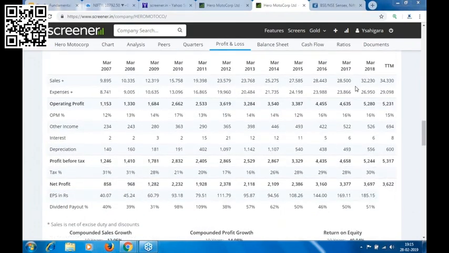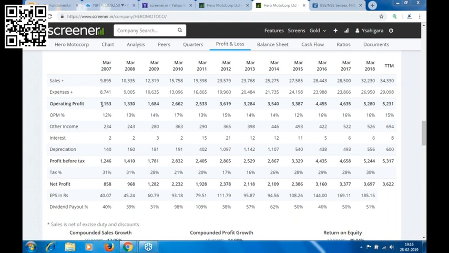Now to see if the company is fundamentally strong or not, the sales of the company should be increasing. There should be a growth in the sales of a company. Now if you see from March 2007 to 2018, if you look at the figures of the sales from 9895, the sales of the company are continuously increasing on a year to year basis, though the expenses are also increasing in comparison to the sales.